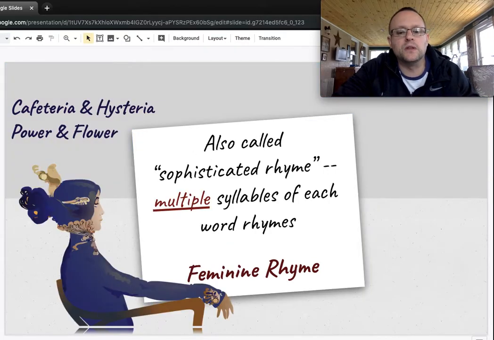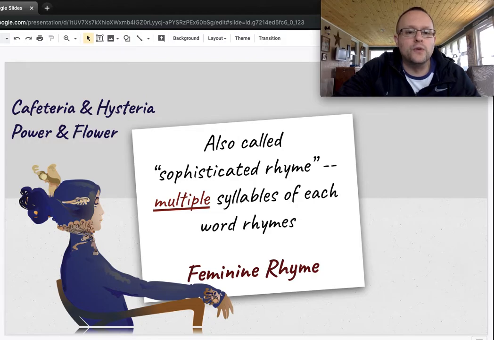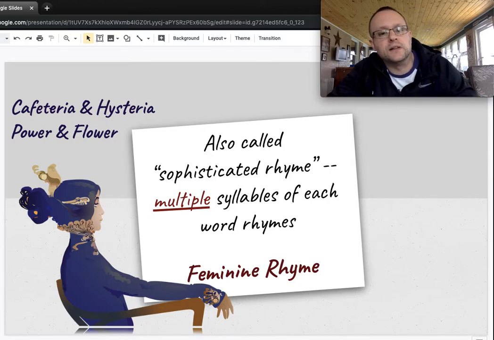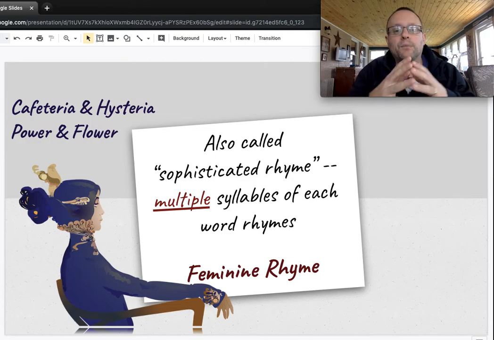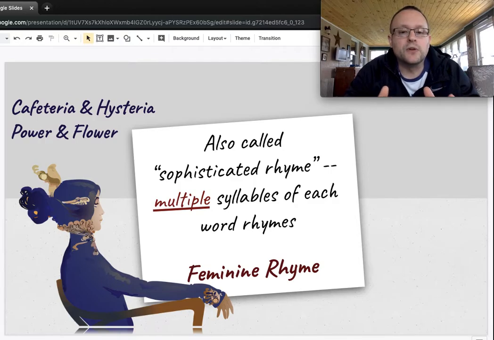You contrast this with feminine rhyme, and that's considered a more sophisticated rhyme where multiple syllables of each word rhyme. So, you could have two-syllable words like power and flower. Both the OW and the ER sound obviously rhyme. Power, flower. You could even have ones where you have more syllables than two. Cafeteria, hysteria. You have three syllables within both of those words that are rhyming. So a lot of folks, especially in modern music, really try to do a lot of feminine rhyme because it's more complex, it's a little bit trickier, and so it gains a little bit more recognition of being sophisticated and difficult to do.